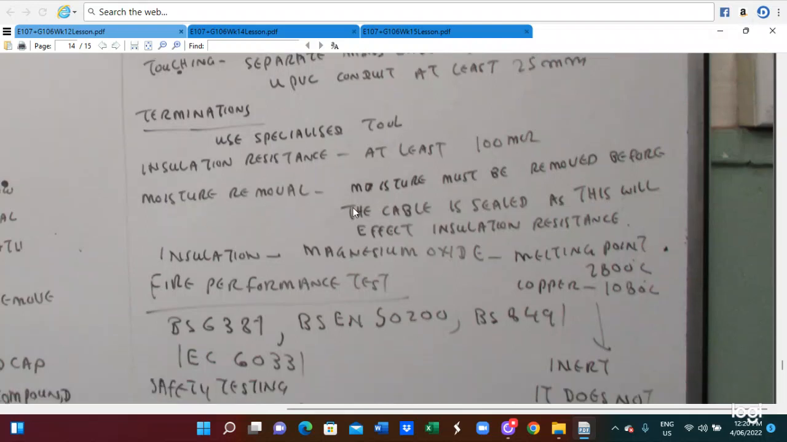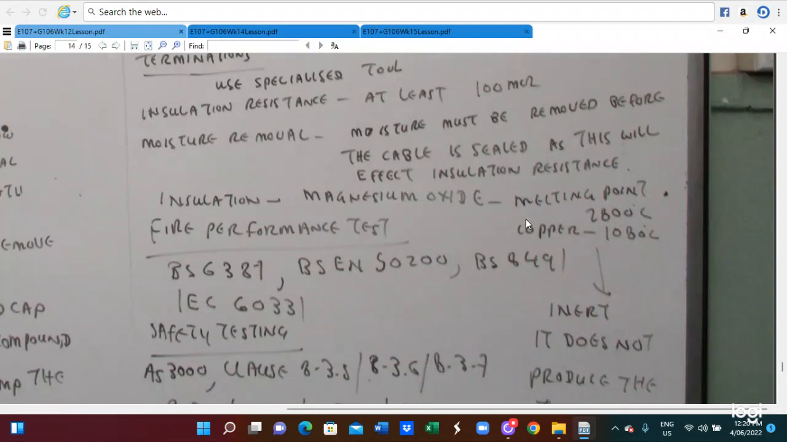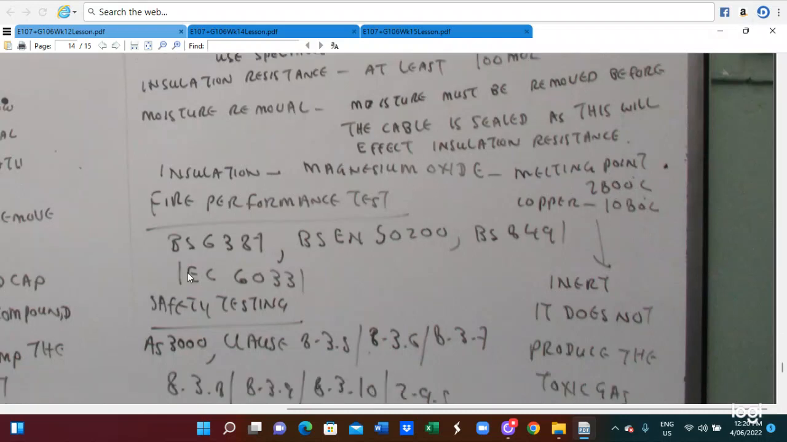Wire removal is also important. The wire must be removed before the cable is sealed, as this will affect the insulation resistance. The insulation can be magnesium oxide, so the melting point is 2800 degrees centigrade.